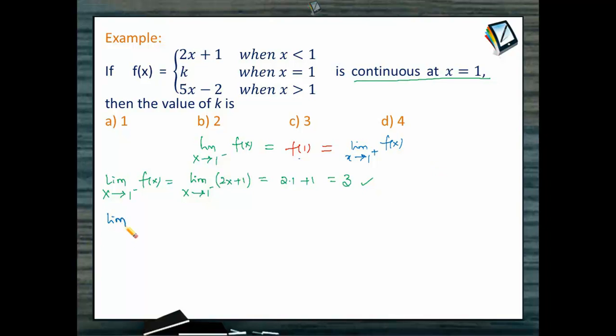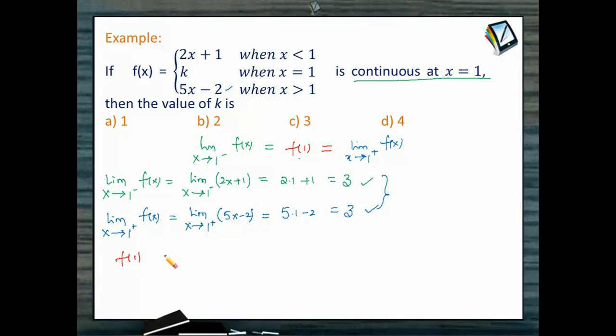Now let us calculate the right hand limit, limit as x tends to 1 plus of f of x. When x tends to 1 plus, you are on the right hand side of 1, that is more than 1. Then how is the function defined? The function is 5x minus 2, that is 5 into 1 minus 2, which is also 3. So till here, the limiting values on the left side and right side exist, and they both are equal. So shall we say the limit exists?